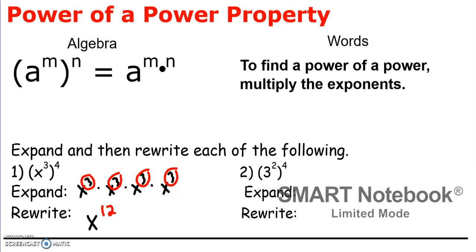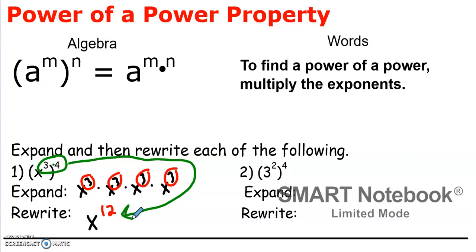Another way to do it is if we look back at the original question, we have x to the third raised to the fourth. Well, how do we get 12 from 3 and 4? Yeah, we multiply it. So if we multiply 3 and 4, we get 12. So it's going to be x to the 12th.